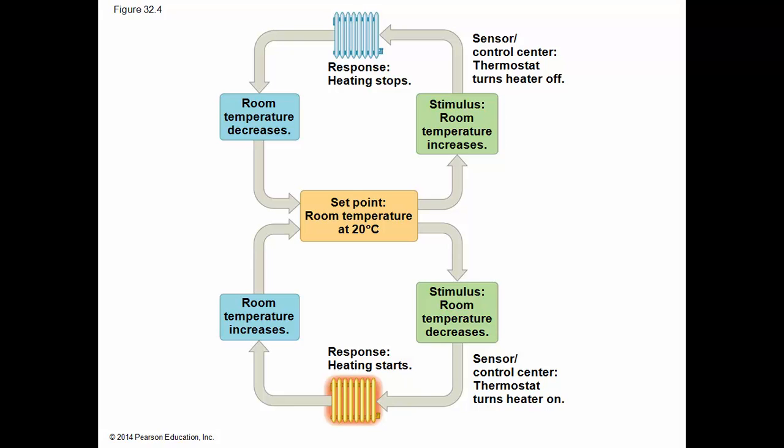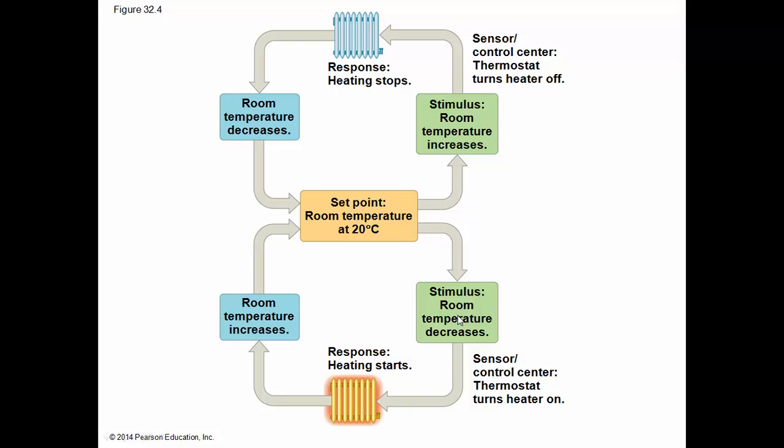Okay, so here's a simple non-living example of temperature regulation and control of room temperature. Here you've got your thermostat, which is set at 20 degrees Celsius. I don't know what that is. That's like 68 Fahrenheit.